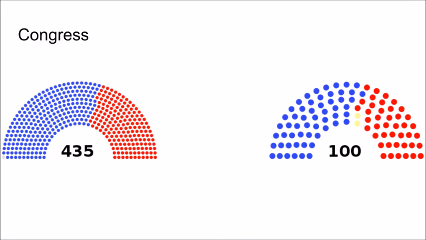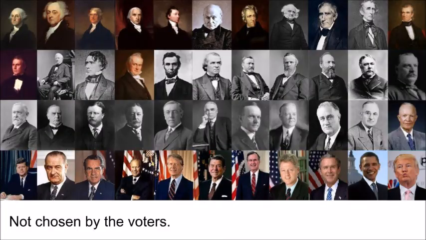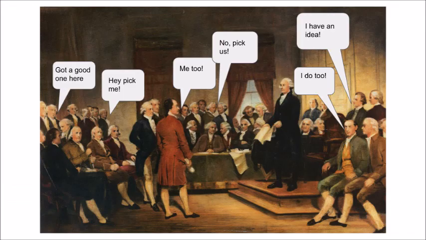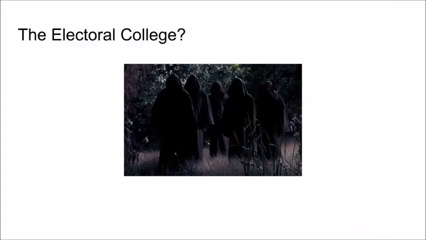Even though the 535 members of the Congress are elected by the American voters, the president is not. Although there was debate at the Constitutional Convention as to how the president would be chosen, the final decision was that the president would be selected by a group called the Electoral College.